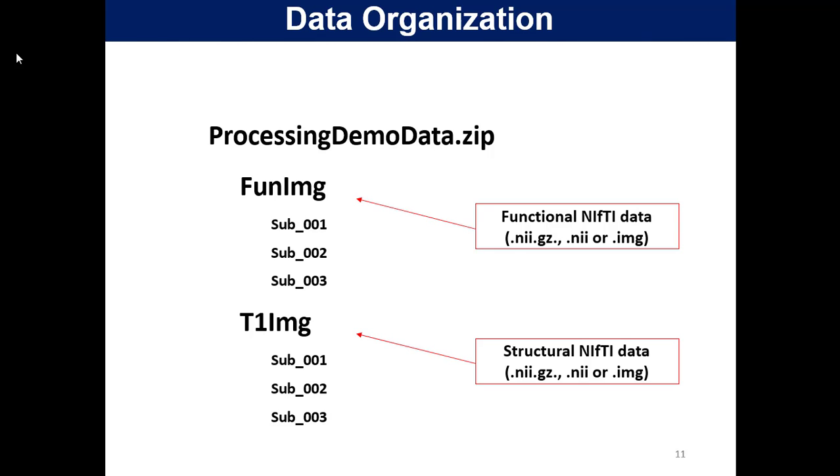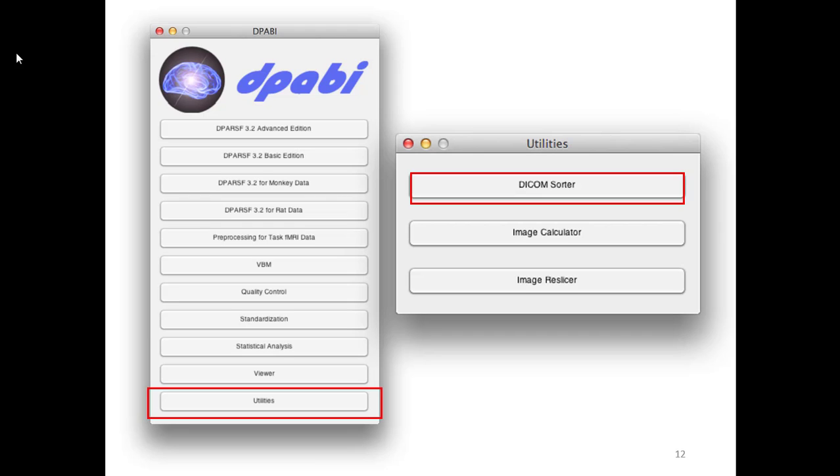One problem is that if you get the DICOM data from the scanner, for example from a GE scanner or Siemens scanner, the data has no clear structure. It seems very difficult to know which data belongs to which subject, which is resting state, and which is structural data. So what you can do is use DPARSFA utilities. In DPARSFA utilities, click DICOM Sorter, and you can use the DICOM Sorter to sort the data.